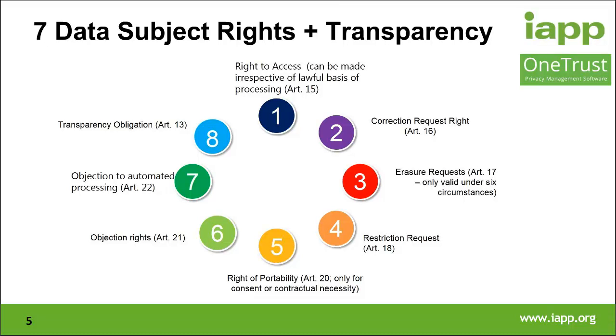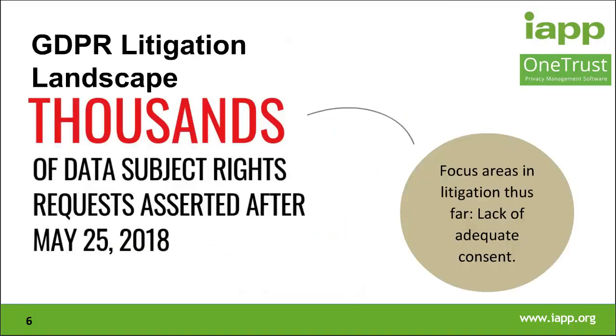Then data subjects have the right to restrict the processing of the data. They have a right of portability. They have objection rights. They have the ability to object to automated processing. And even though it's not really stated as a right, I just put here the transparency obligation that companies have, because under the GDPR they do need to have transparency with respect to their consumer notice under Article 13. So let me just move on to talk about the post-GDPR landscape.